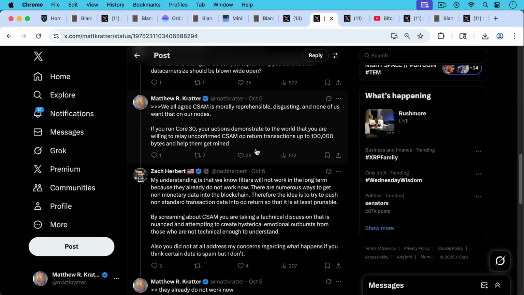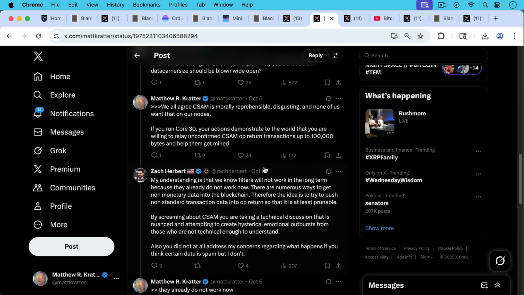So Zach responds, my understanding is that we know filters will not work in the long term because they already do not work now. There are numerous ways to get non-monetary data into the blockchain. Therefore, the idea is to try to push non-standard transaction data into OP_RETURN so that it is at least prunable. This doesn't really work because of the SegWit discount. People are still going to use inscriptions, and they're also going to use OP_RETURN if they want to do CSAM.